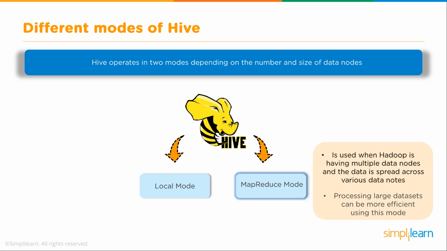And then we have the map reduce mode. This is used when Hadoop has multiple data nodes and the data is spread across various data nodes. Processing large data sets can be more efficient using this mode. And you can think of, instead of it being 1, 2, 3, or even 5 computers, with the Hadoop file system we're usually looking at 10 computers, 15, 100, where this data is spread across all those different Hadoop nodes.